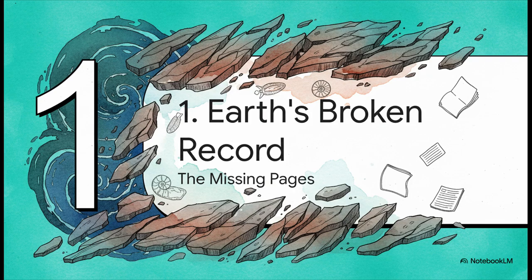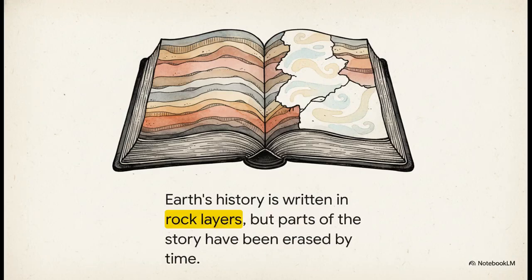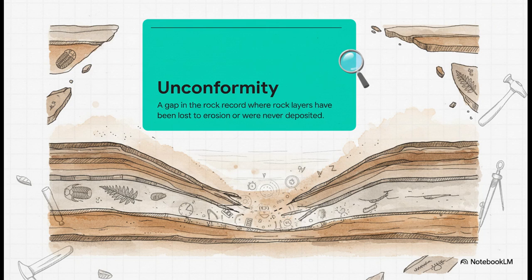Okay, so think of layers of rock. Geologists call them strata, as pages in a history book. Each layer tells the story of a specific moment in time. But here's the catch. This book is ancient, and over millions of years, forces like erosion have just worn away entire pages. Or sometimes for ages, no new pages were even written at all. This gap, this missing chunk of time, actually has a name. It's called an unconformity. It's a literal break in the story, a chronological black hole in Earth's autobiography.